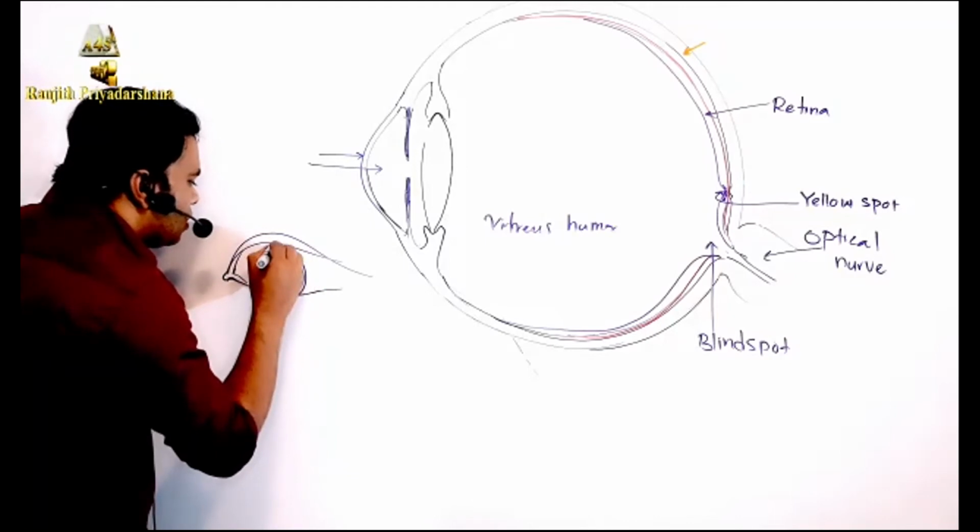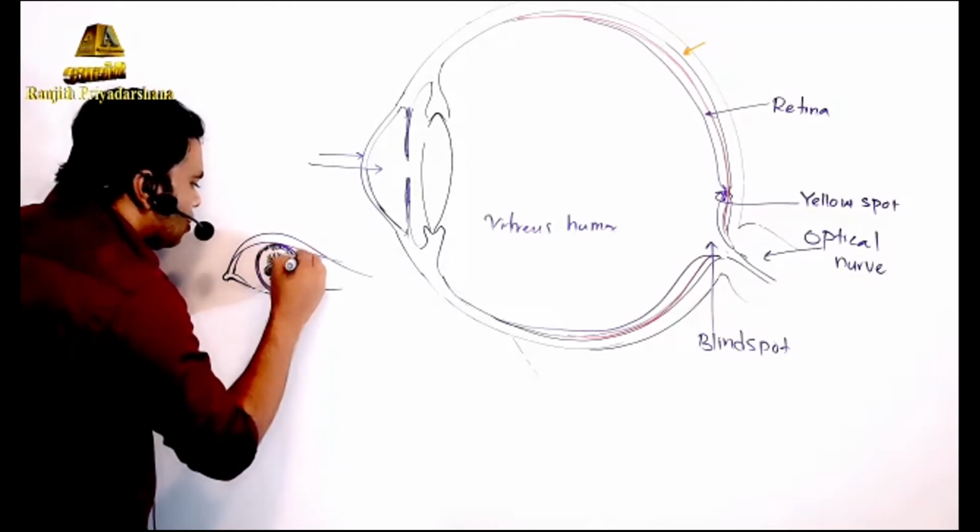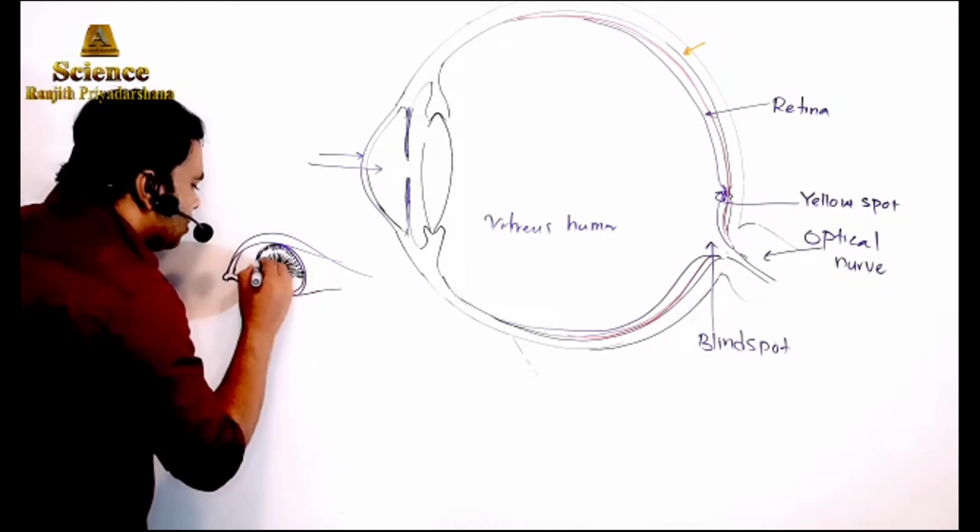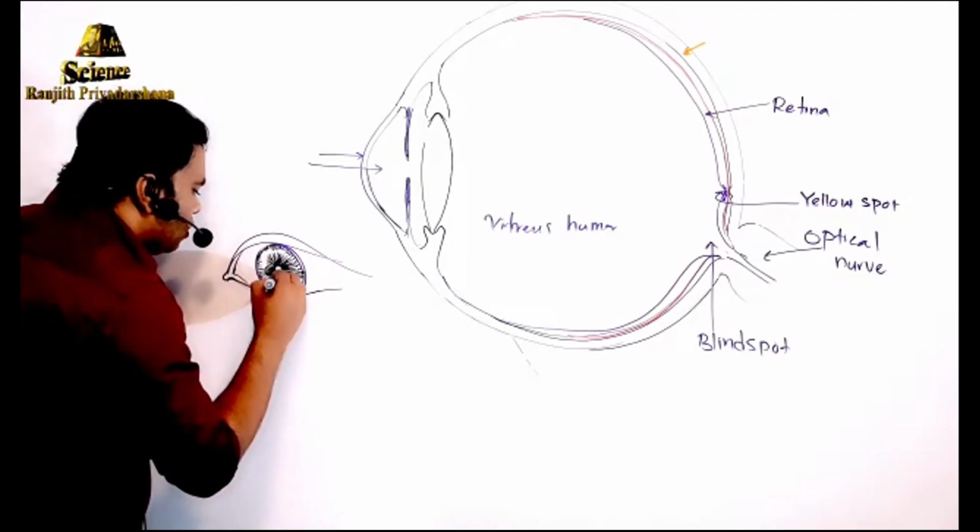So this is known as the iris. It's known as what? Iris. The iris is made up of smooth muscles.